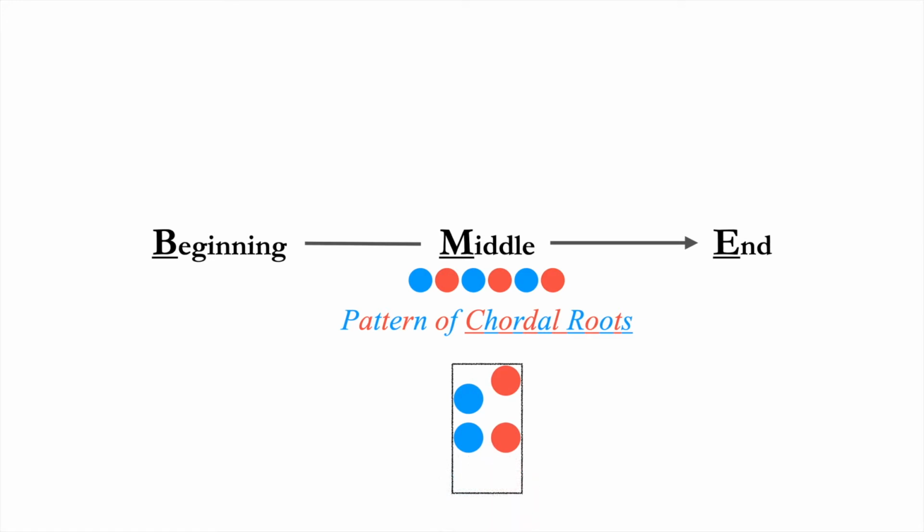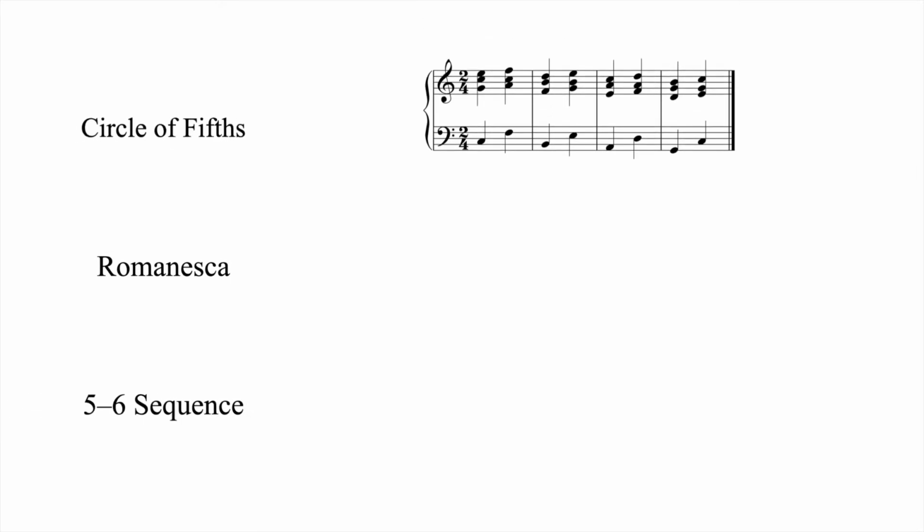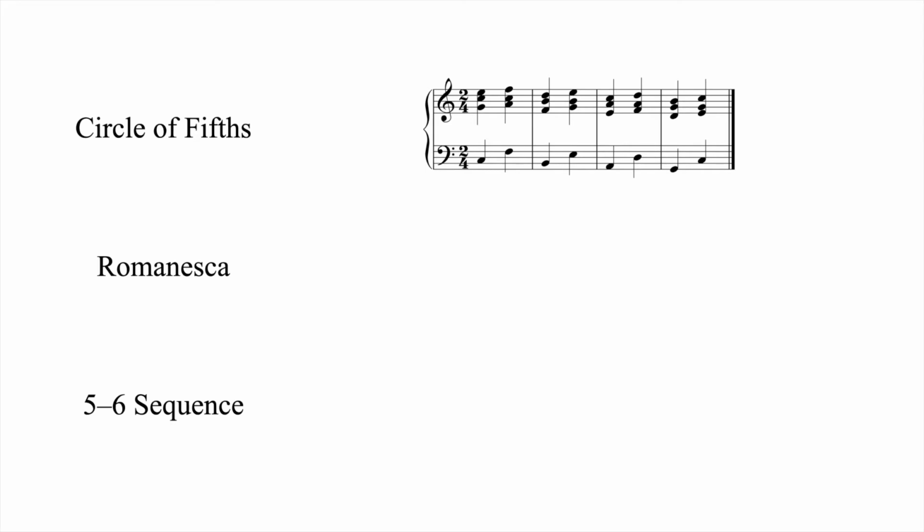As a general rule, when naming sequences, always make note of the chordal roots. The three most common sequences in the classical style are the circle of fifths, the Romanesca, and the 5/6 sequence. In a circle of fifths sequence, the chordal roots move in the following pattern: up a fourth, down a fifth. This is the most common sequence in all of classical music.